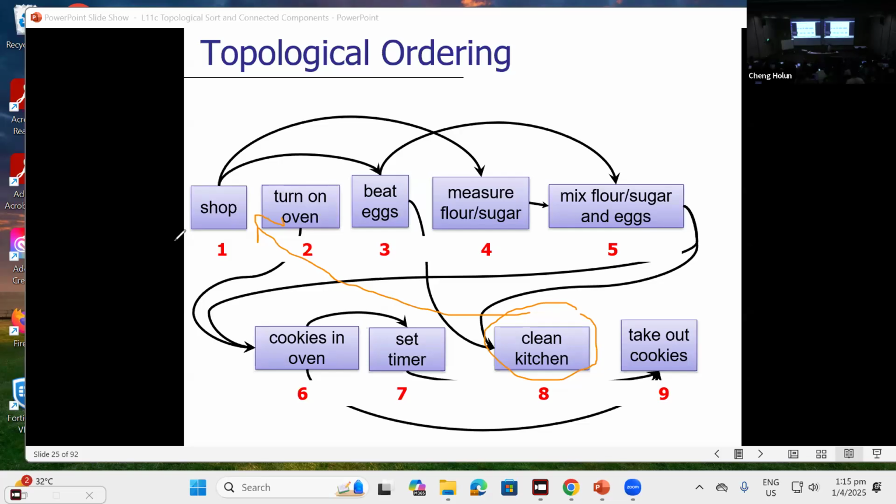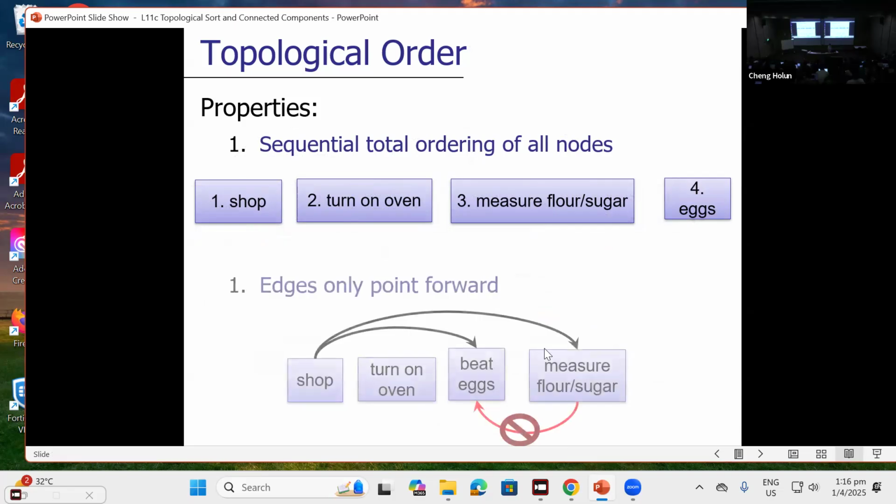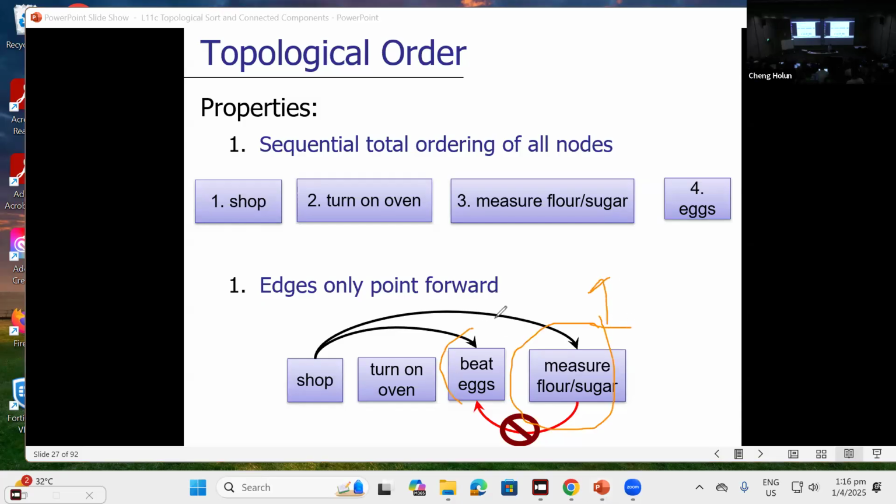And if you look at that, there is one very interesting phenomenon of this sequence. For this sequence, if you add back the edges in the graph, every edge must go rightwards. Must go forward. You are not allowed to have an edge going backwards, because backwards would mean this one must be done first before this one, which is not correct.